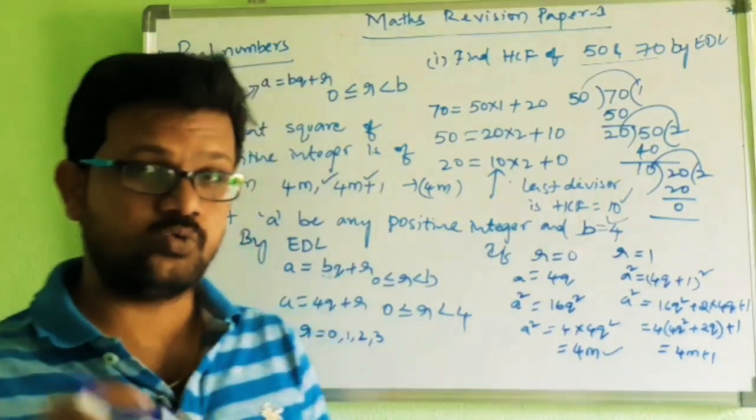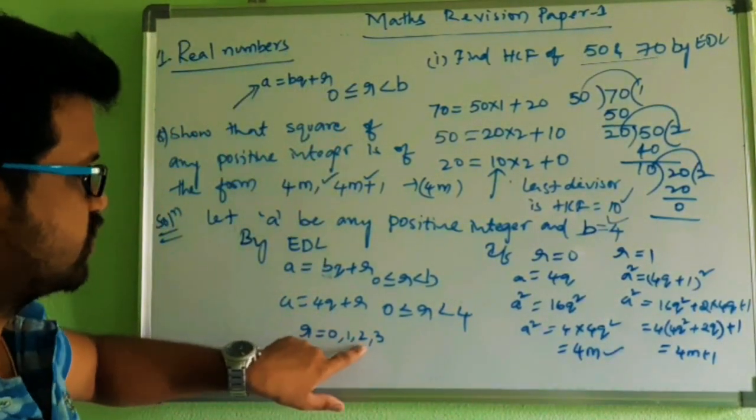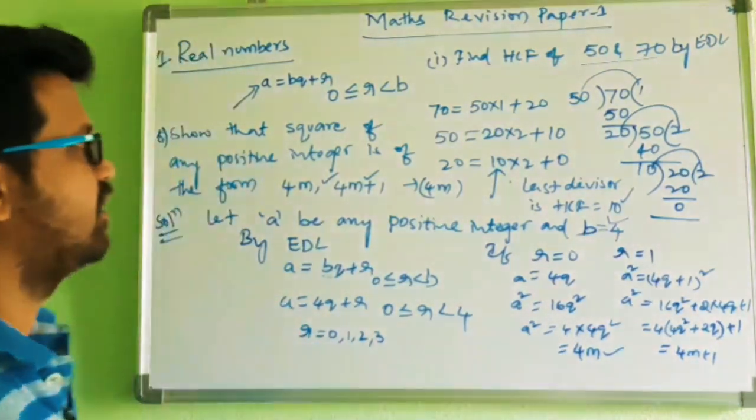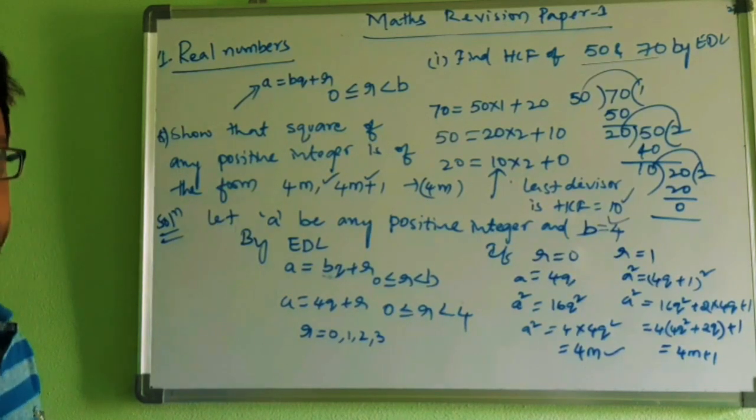The students, they may have doubt. So we got it, 4M and 4M plus 1. Is there necessity to take 2 and 3? Yes, you have to do for 2 and 3 also. So let us take 2 and 3 also. We will see what we get.